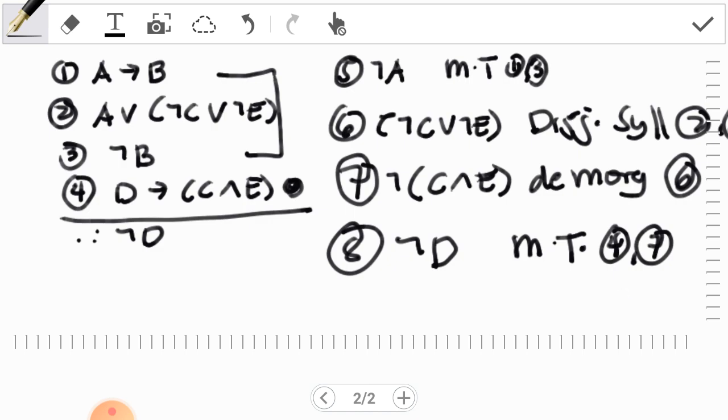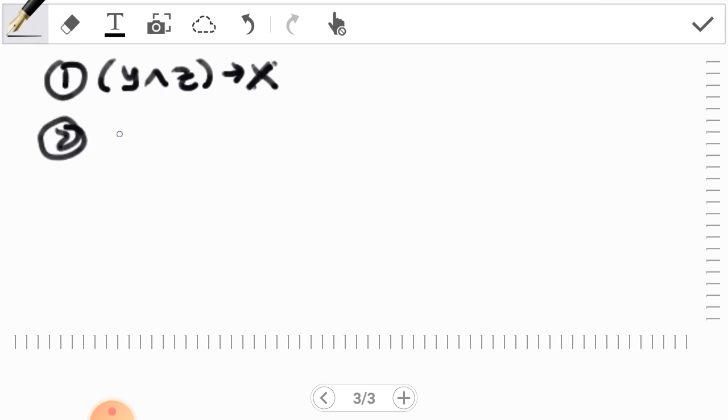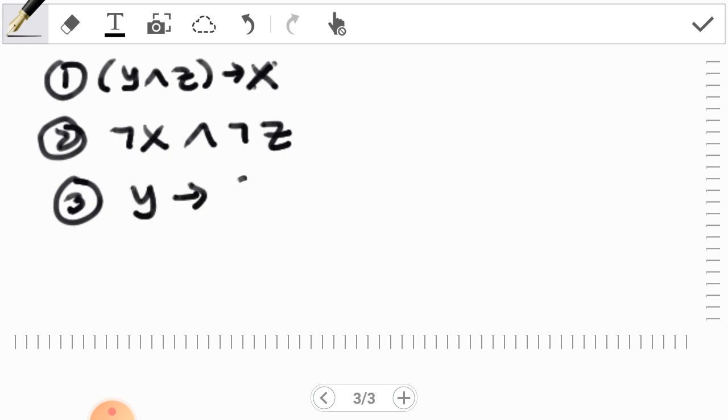Next, third example. Premise number 1. We have Y and Z implies X. 2, not X or not Z. 3, Y implies Y and Z. Conclusion.